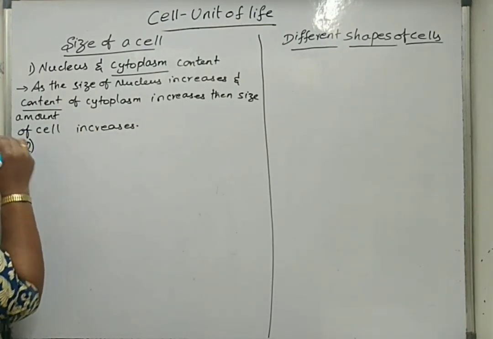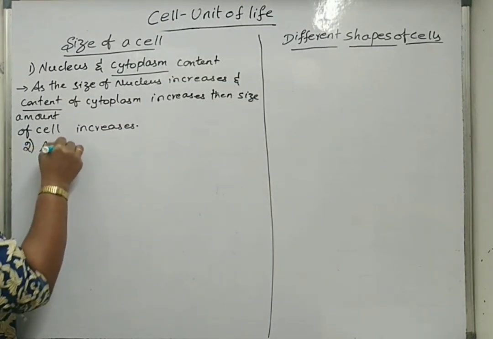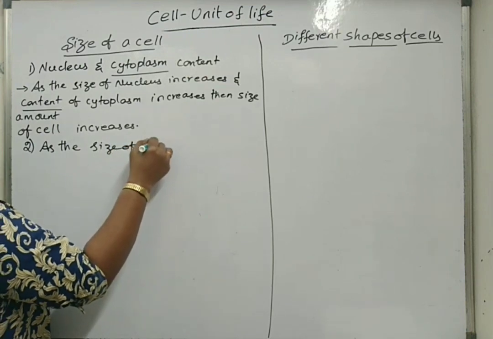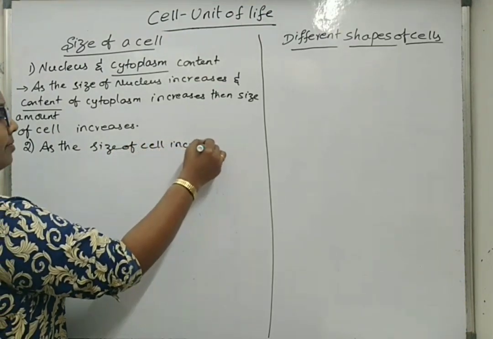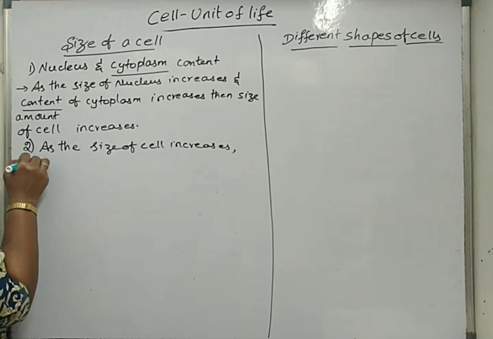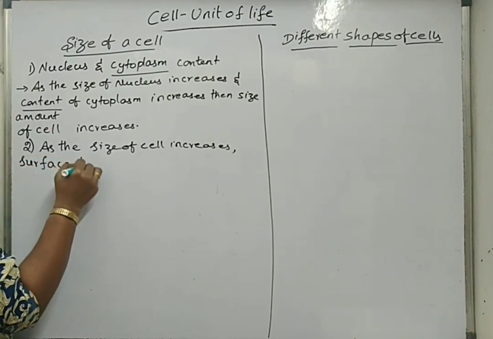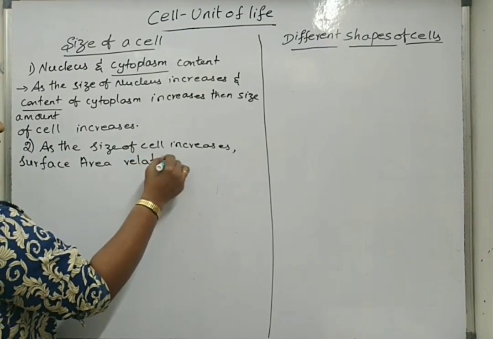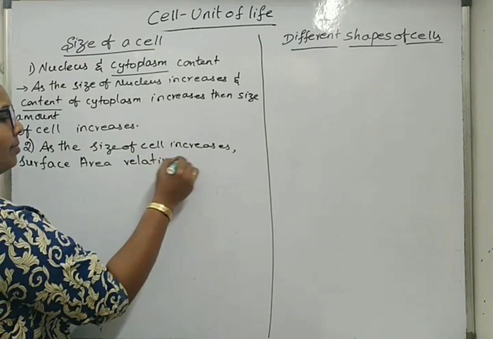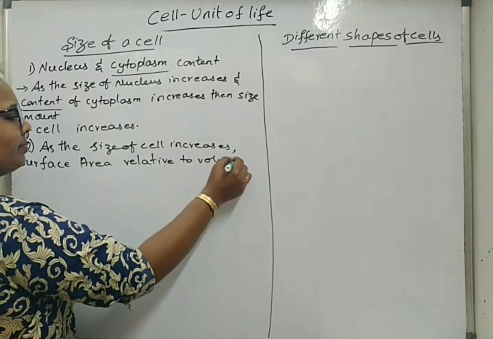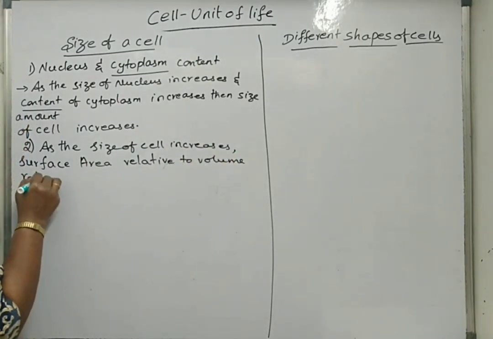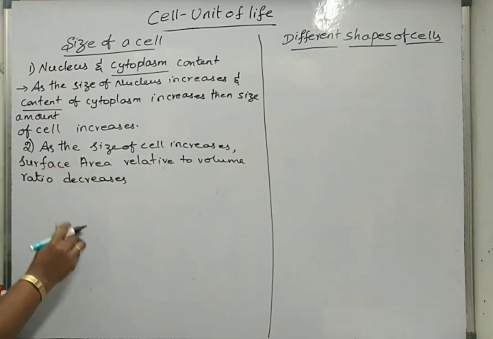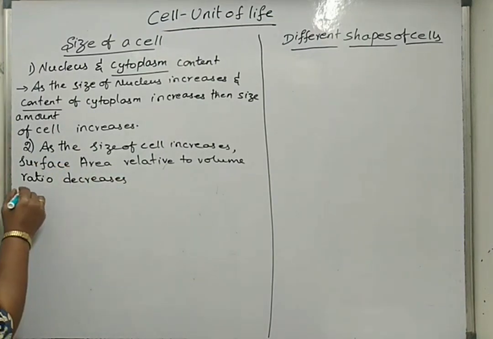Second one, as the size of the cell increases, surface area relative to volume ratio decreases. So based on this point, we can see one MCQ.